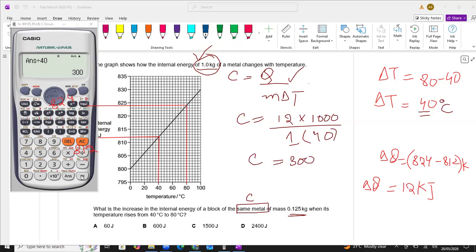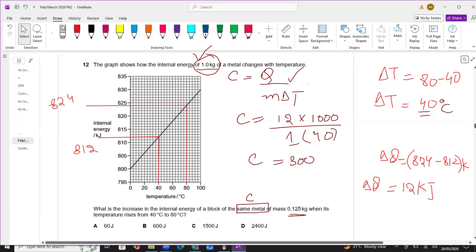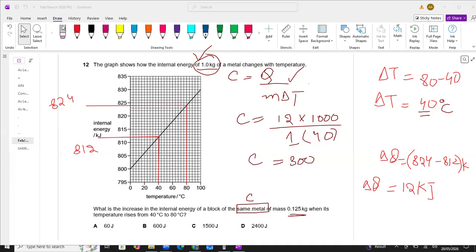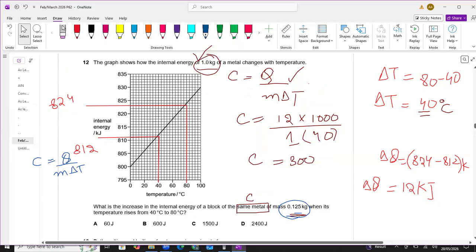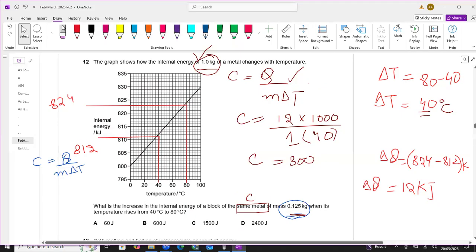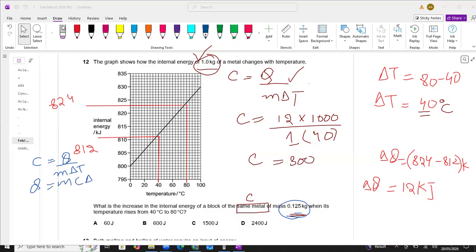All right, now students, we have to solve one more step. The next step is to find the increase in internal energy for the 0.125 kg mass. So now student, I will again use the same formula, which I'm writing at the left side of my screen. I will use the formula of specific heat capacity, energy divided by m delta T. So basically we have to find the change in energy now, so Q is equal to mc delta T.